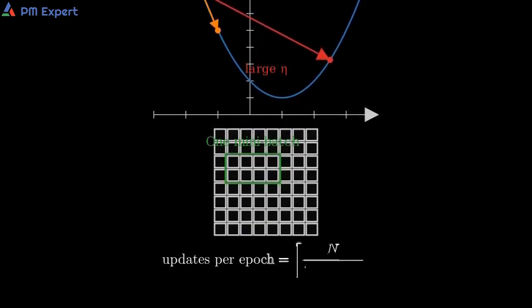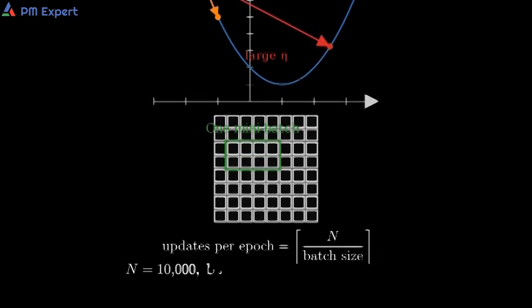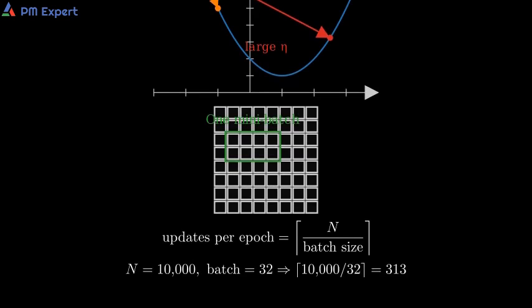The number of updates per epoch equals dataset size divided by batch size. For example, if the dataset size is 10,000 and the batch size is 32, then steps per epoch is about 313. Epochs count how many times we pass through the entire dataset.